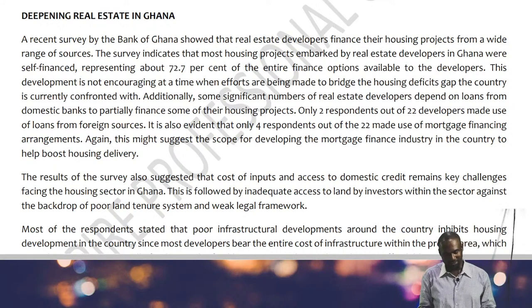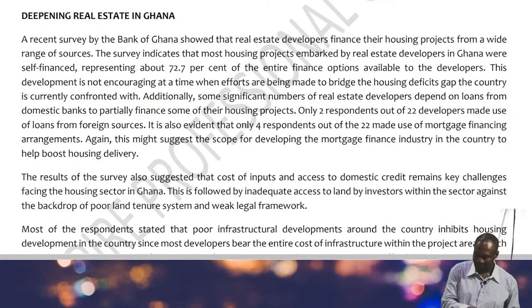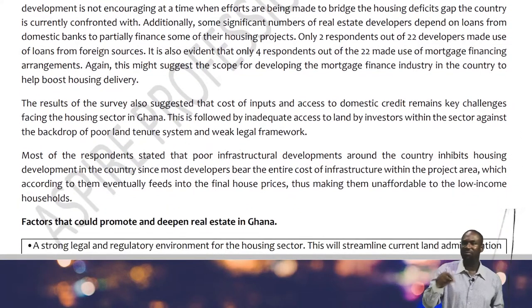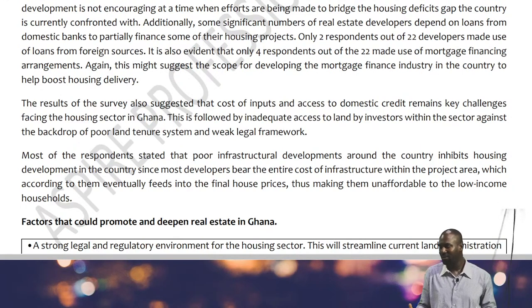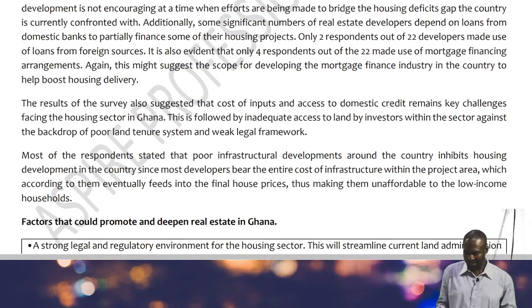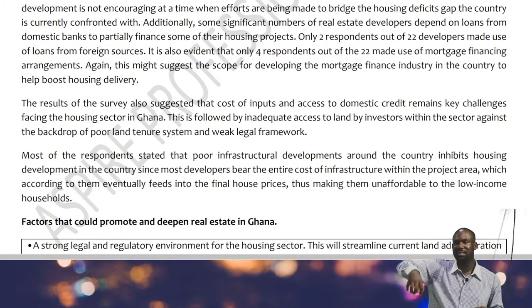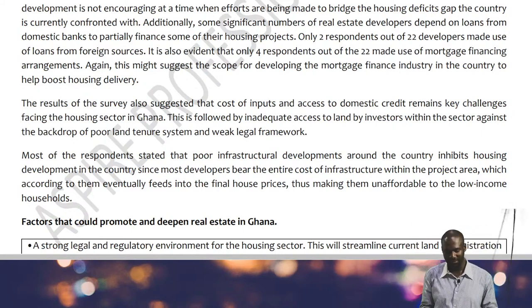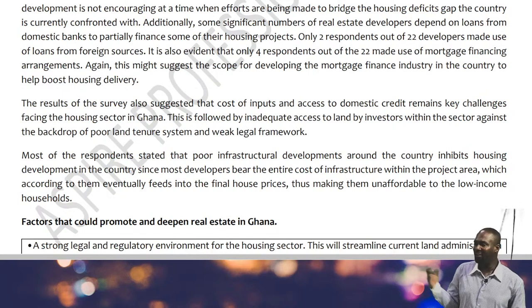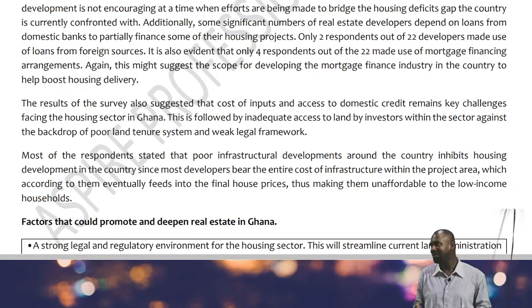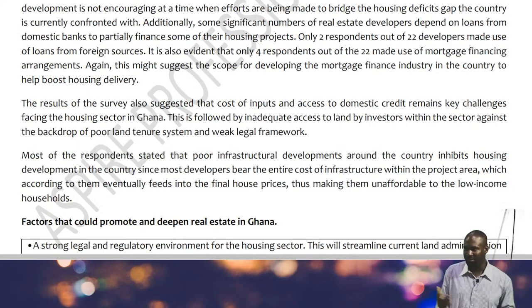The result of the survey also showed, underline all of this, that cost of input, which is a threat here, cost of what? Input and domestic credit remain the key challenges, the threat. If you are doing SWOT, this is a threat. Exactly. This is followed by what? Another threat. Inadequate access to what? Land. Another threat. I don't know whether you've seen three threats there.